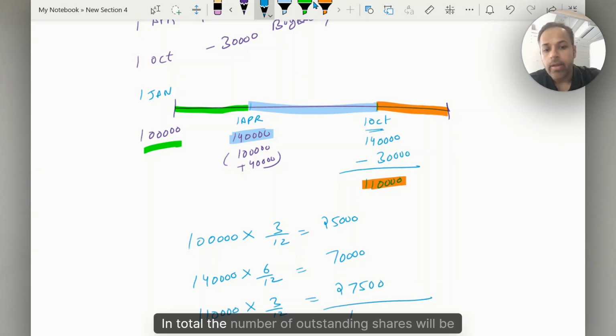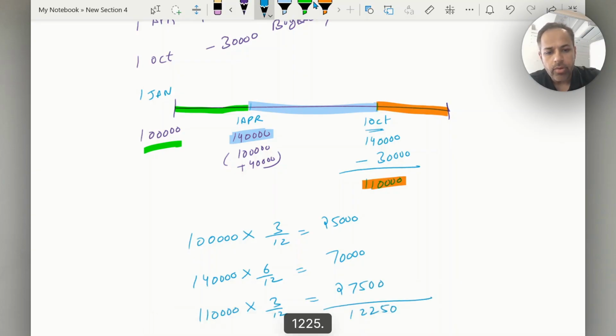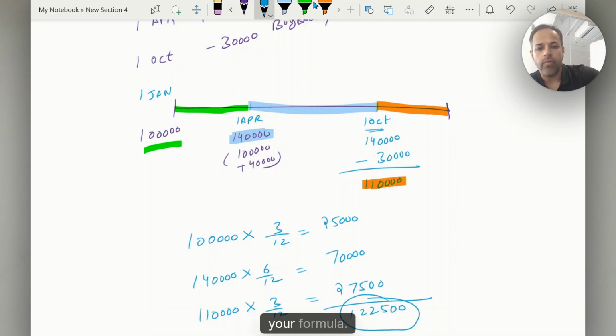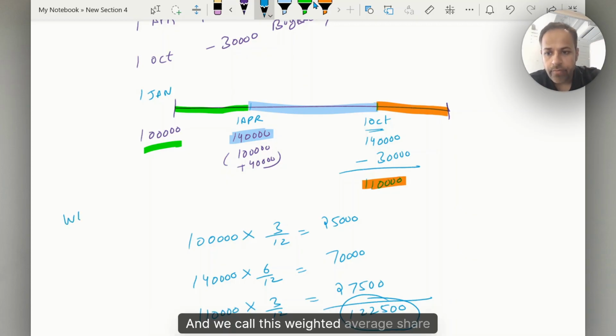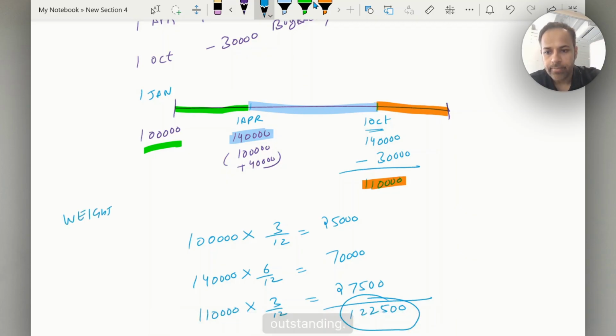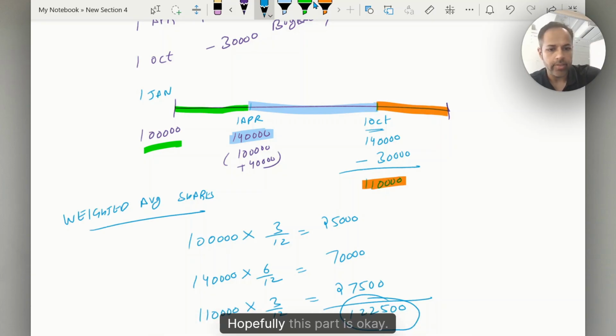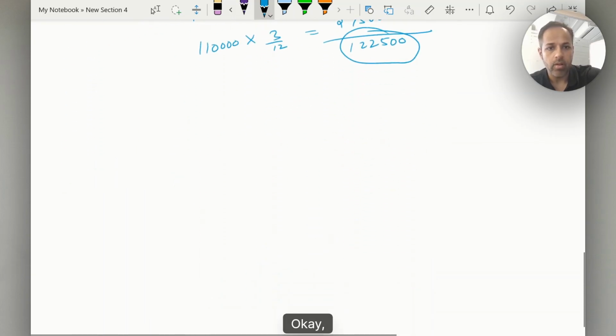In total, the number of outstanding shares will be 1225. So this is the answer. This is the number of shares that you will use in your formula, and we call this the weighted average shares outstanding. Okay, so that is how you can compute the number of shares outstanding. Hopefully this part is okay.